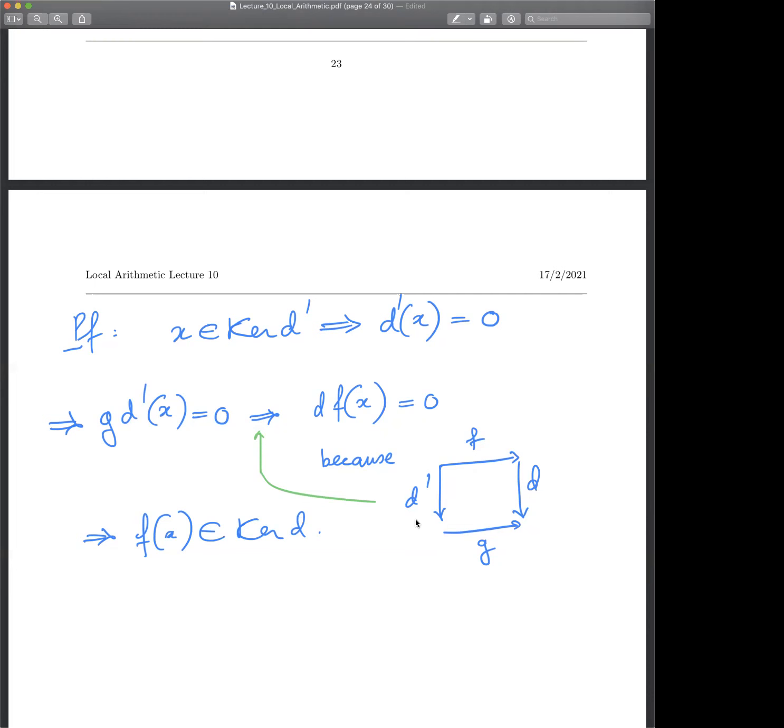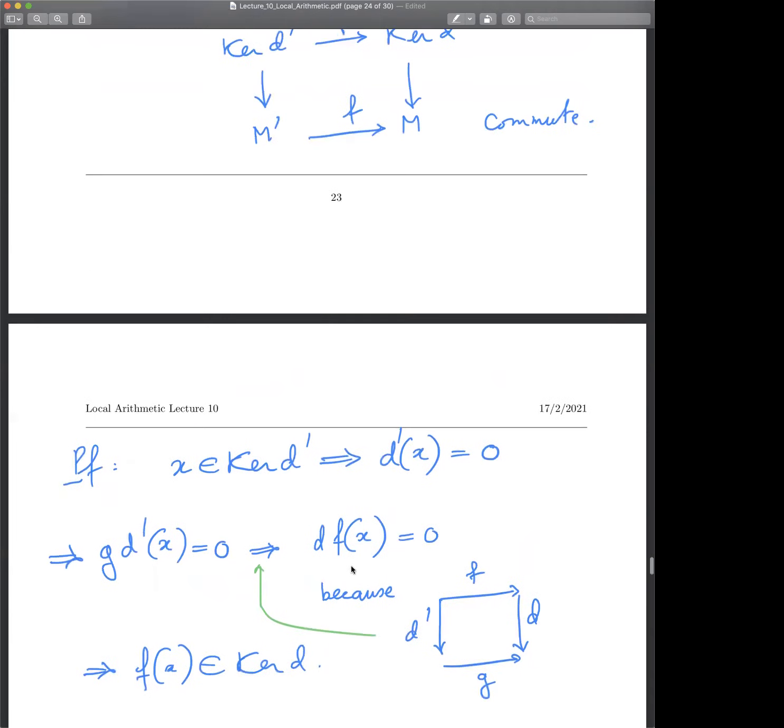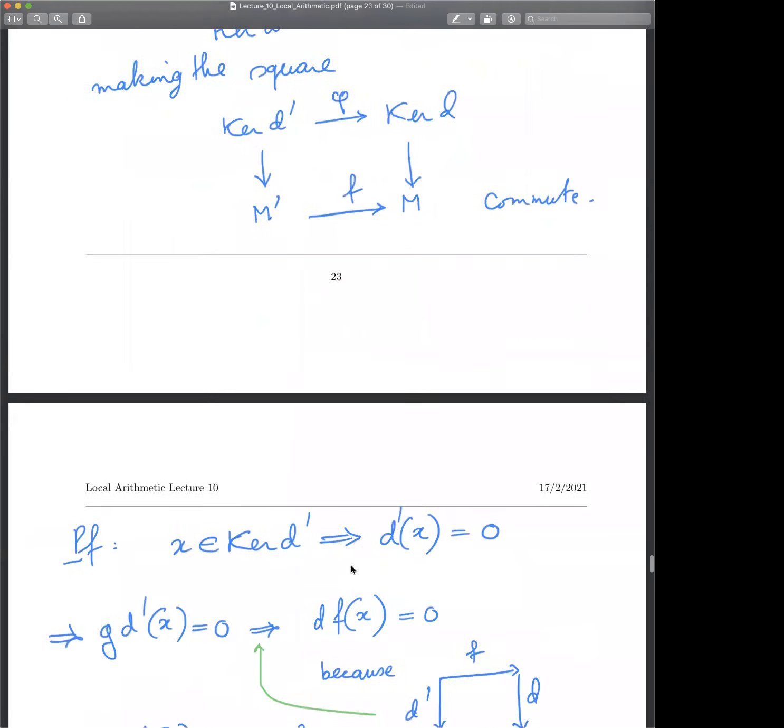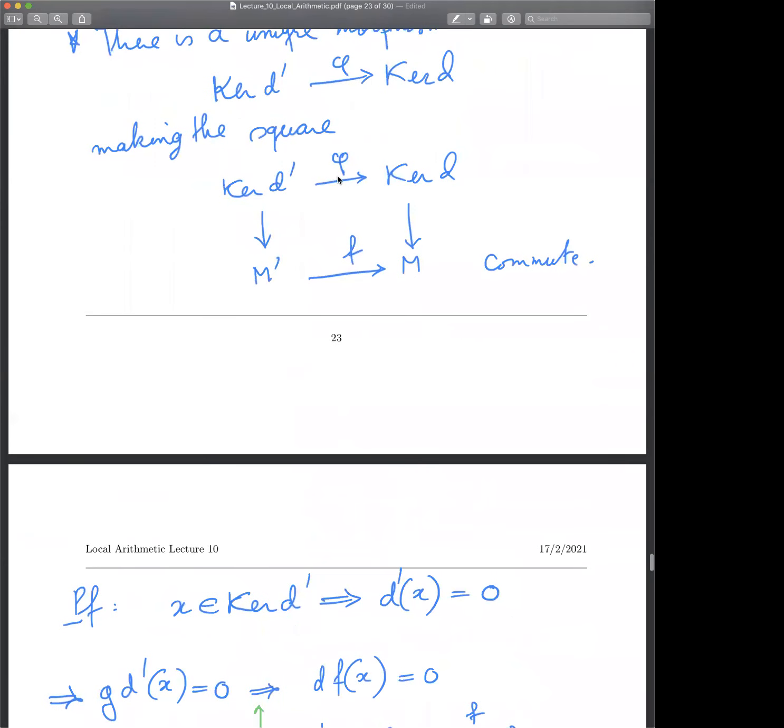Okay, so that means that this phi just takes an x to f of x. What we have proved is that if x is in the kernel of d prime, then f of x is in the kernel of d. And that defines the map phi. And obviously, it makes the diagram commute and is the only map which makes the diagram commute.